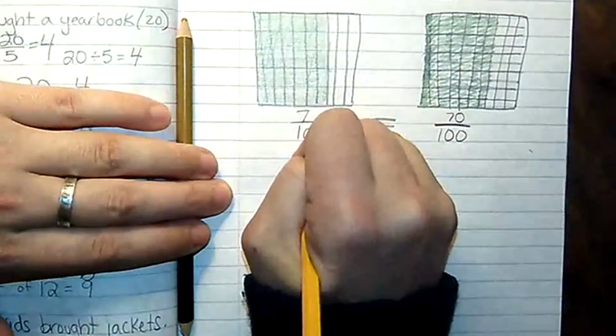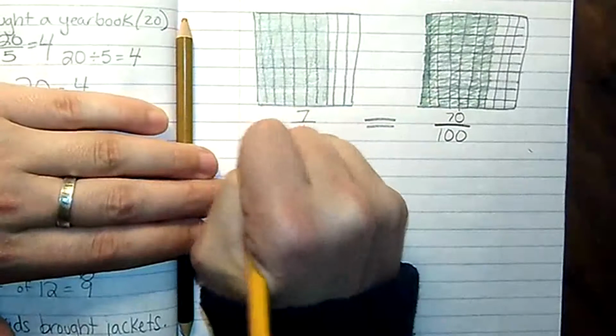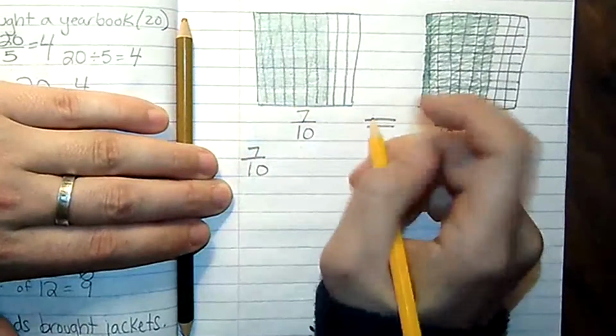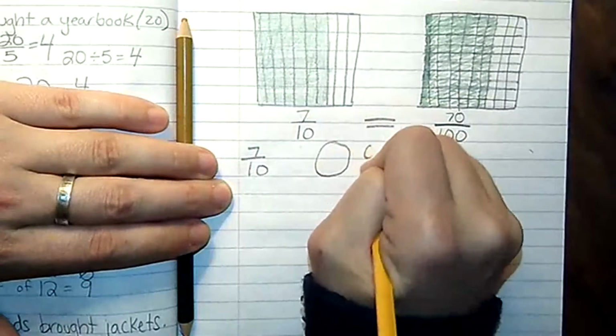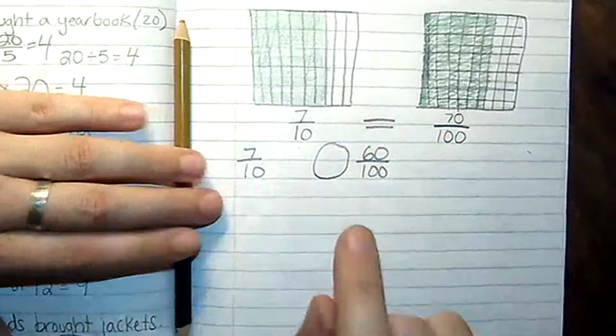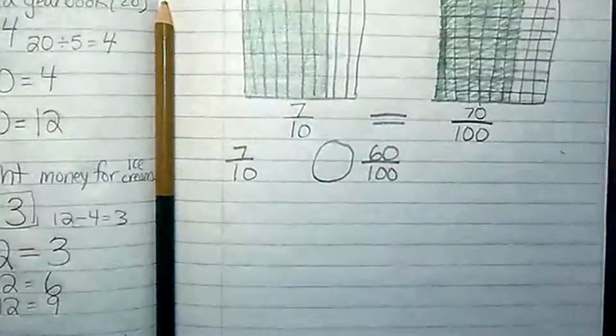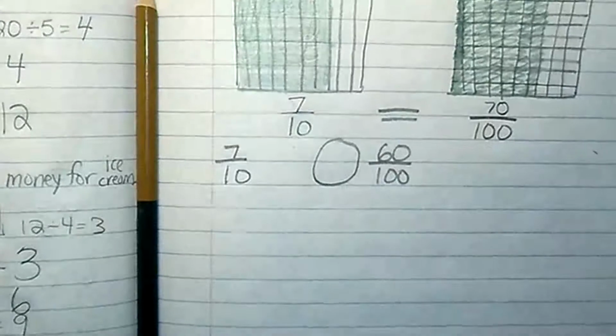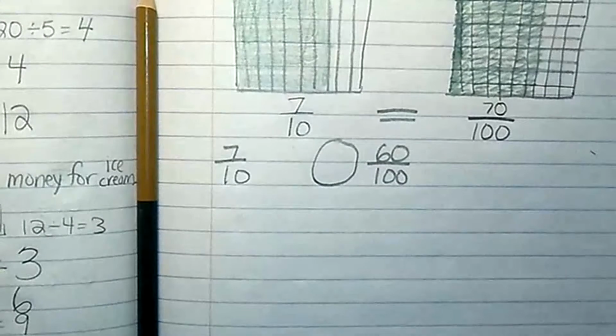Let's start with 7/10 or 60/100. And if you notice, I left some space after my tenths. That'll help us in a minute. Would you rather have 7/10 or 60/100?